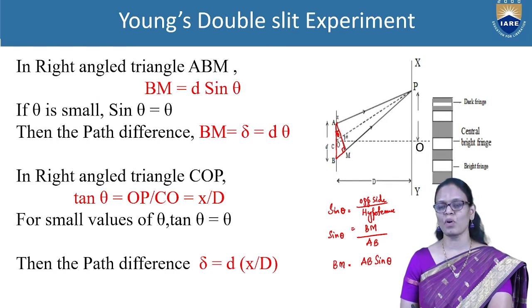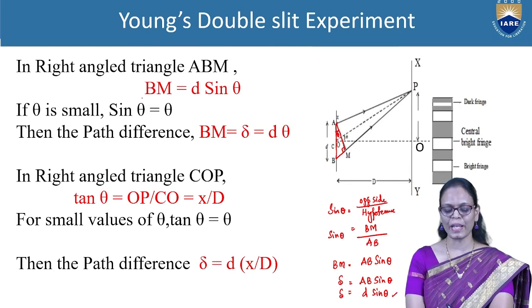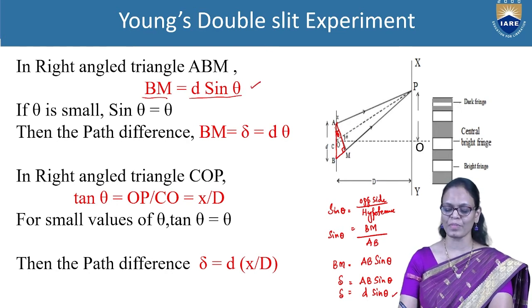And just now we have seen BM is nothing but the path difference delta. So delta is equal to AB sine theta. And AB is nothing but the distance between the two slits, that is small d. So we write the path difference delta is equal to d sine theta. So BM, that is the path difference, is equal to d sine theta. This is from the geometry of the figure, from the right angle triangle ABM.